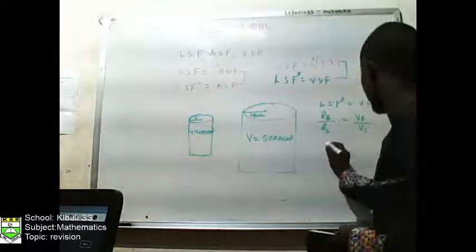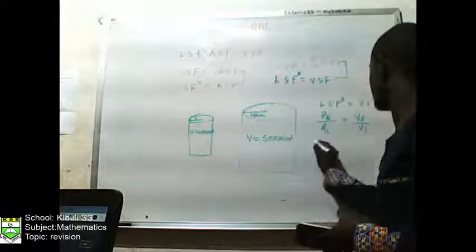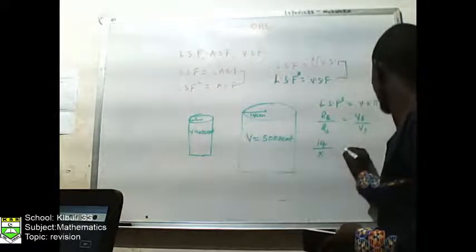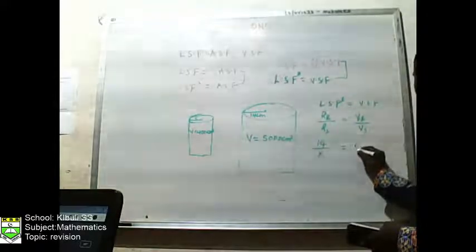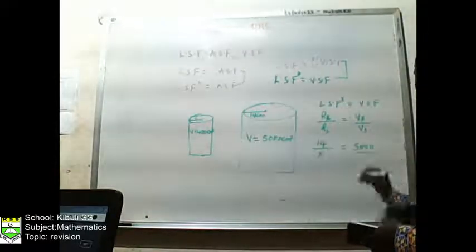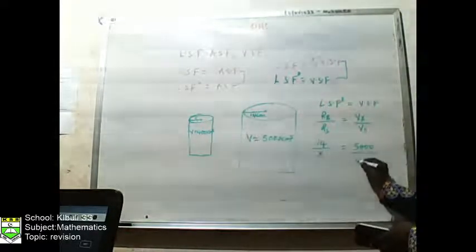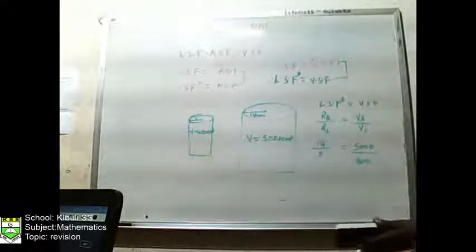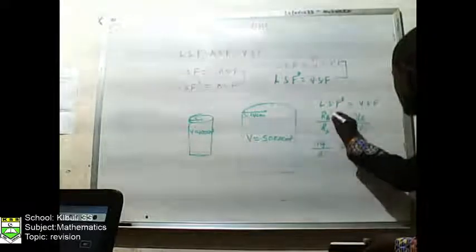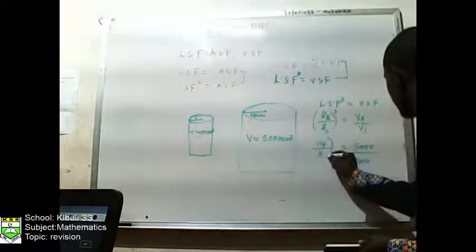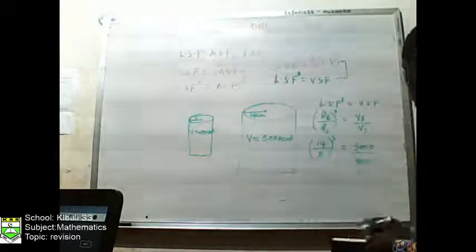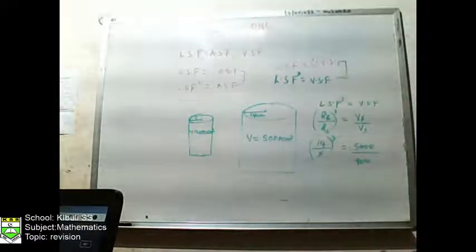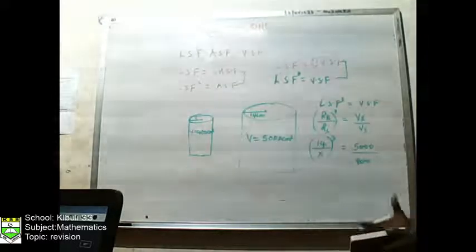And then you will say that the radius of the big cone, which is 14, over the radius of the small cone, which is x, is equal to the volume of the big cone, which is 5,000, over the volume of the small cone, which is 400. So here you cross multiply and come up with the value of x. Remember, this one is supposed to be cubed. So you'll have to deal with it, and any value that you get will be in centimeters, just flat. So the value of x will be in centimeters.